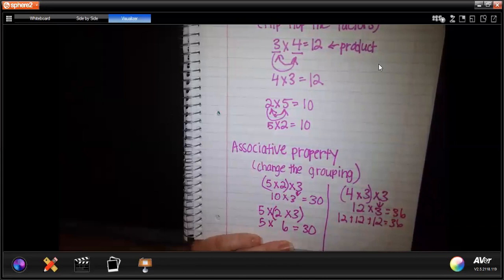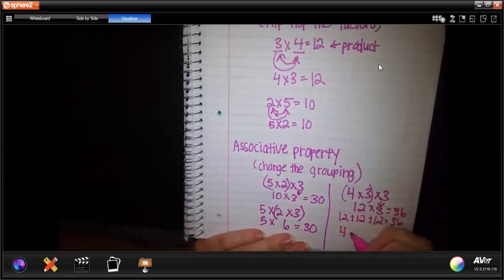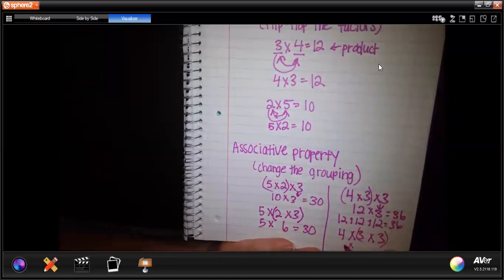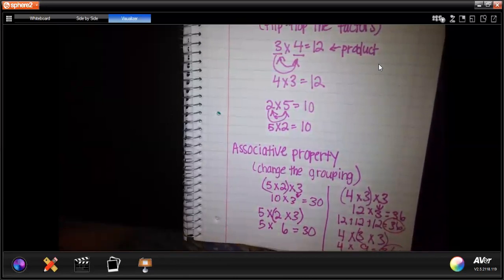All right, so let's do this. 4 times 3 times 3. We put our parentheses around 3 times 3. So we know 3 times 3 is 9. We drop our 4. 4 times 9 is 36, and our product is the same in either equation.